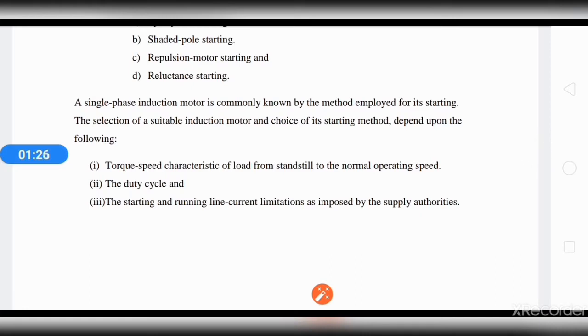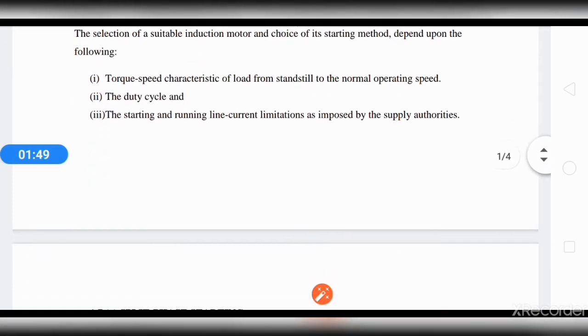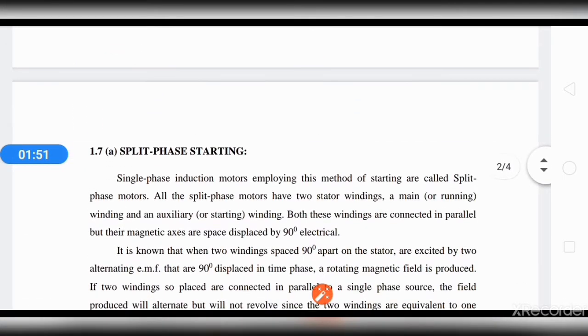The selection of the suitable induction motor for various applications is chosen depending on the torque speed characteristic of load and duty cycle of the machine, and starting and running line current limitation. These are the parameters on which the different types of machines are chosen. So let us start with the first type of induction motor.